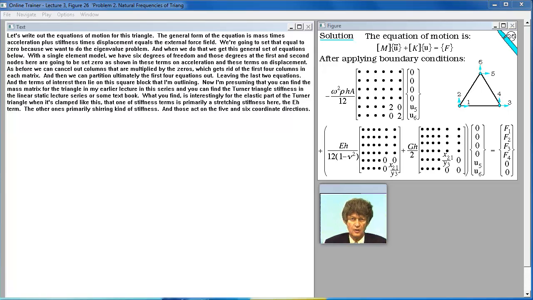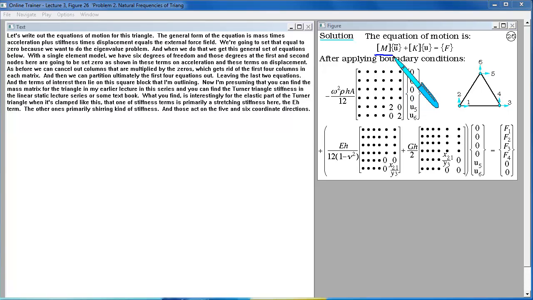Let's write out the equations of motion for this triangle. The general form of the equation is mass times acceleration plus stiffness times displacement equals the external force field. We're going to set that equal to 0 because we want to do the eigenvalue problem. And when we do that, we get this general set of equations below.